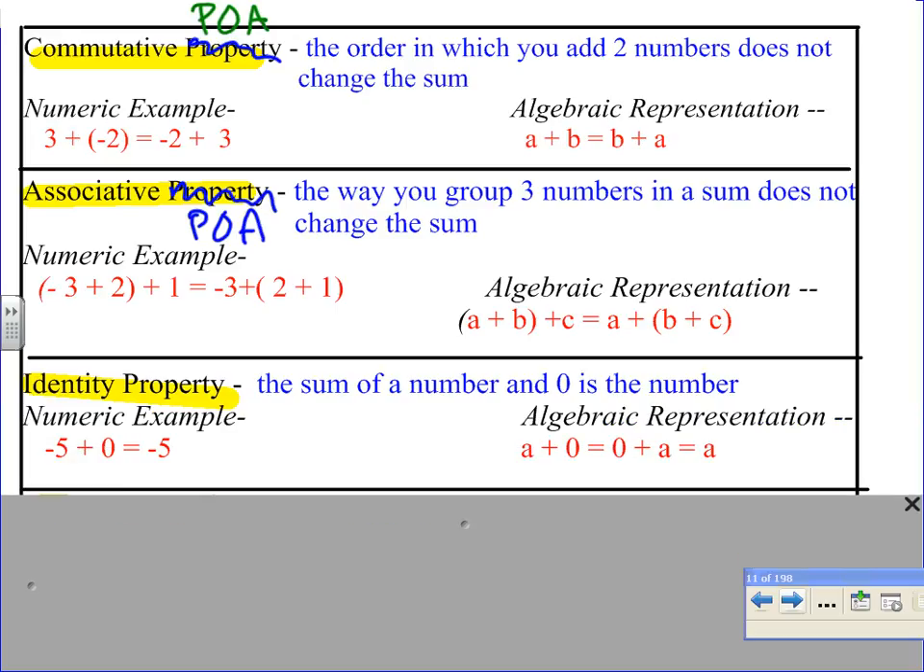Identity property. I always think of that movie, Bourne Identity. The sum of a number and 0 is the number. If we add 0 to any of you in this room, are you going to change your identity? No. We're adding 0 to you. Nothing's changing. The sum of a number and 0 is that number. For example, -5 plus 0 is -5. Could also say a plus 0 is the same thing as 0 plus a, which is a. When you add 0 to anything, you still get that number.